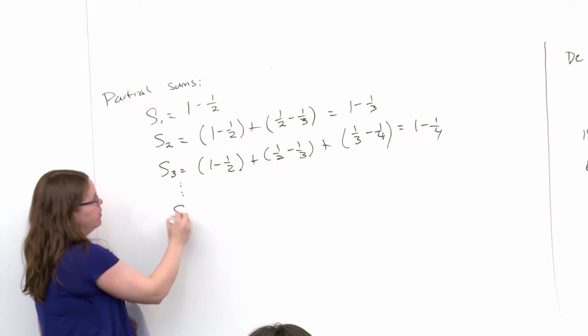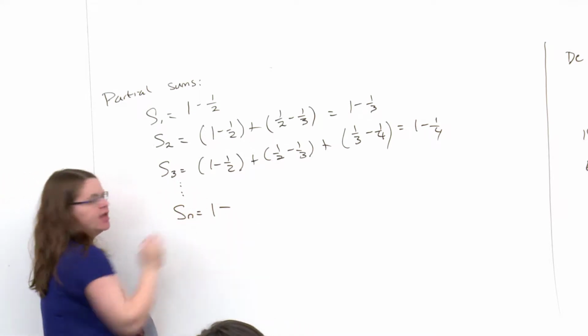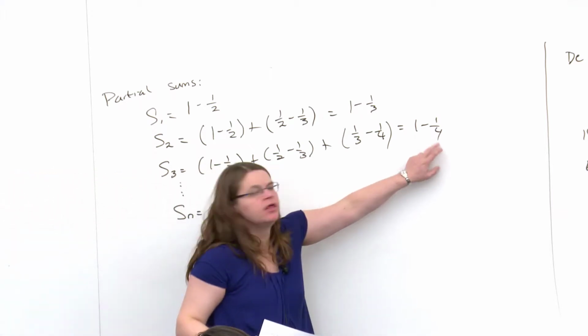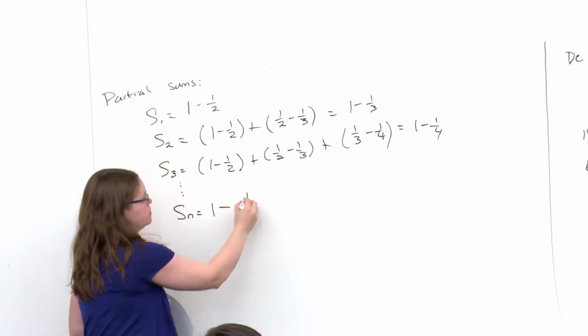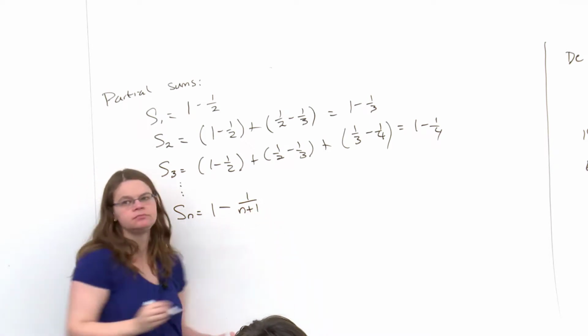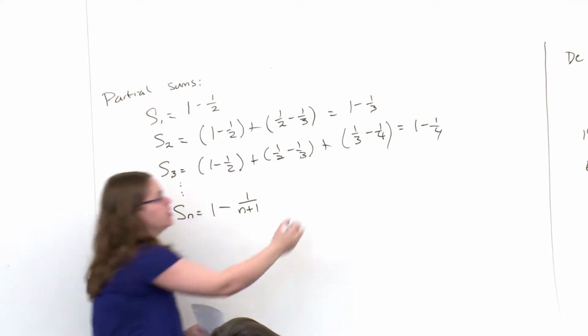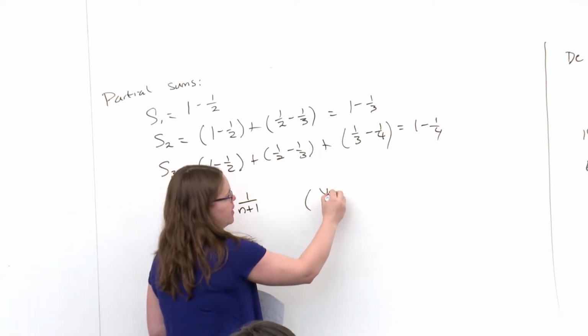Right, and if we keep going, we should expect that in general we get this cancellation continuing to happen. 1 minus 1 over n plus 1. And of course, you can prove that. How would you prove that? Induction, yeah. I'm not going to do it, but you could verify this by induction.